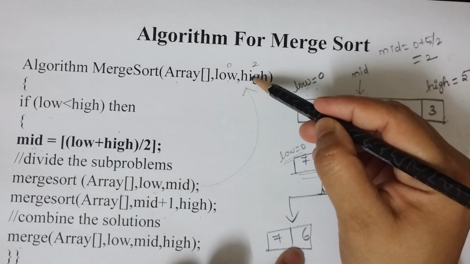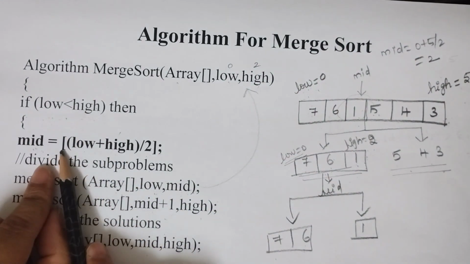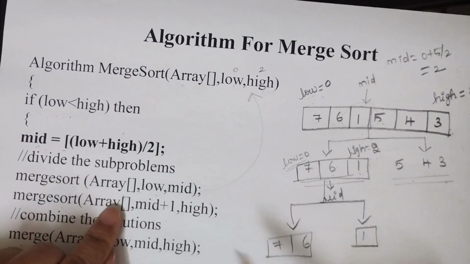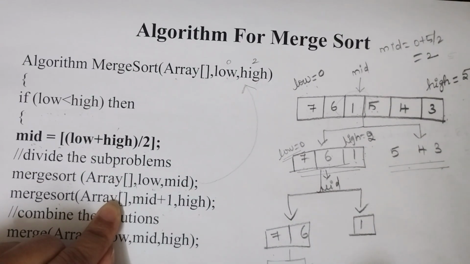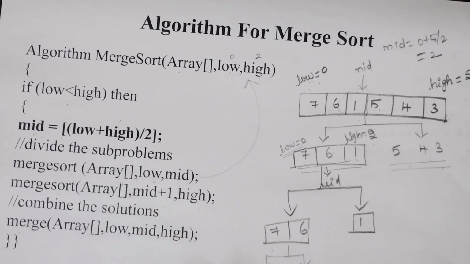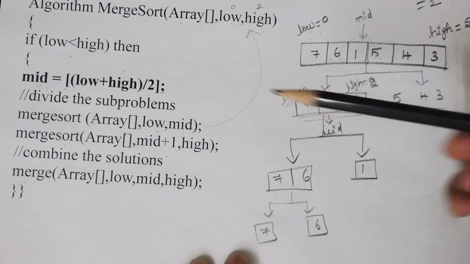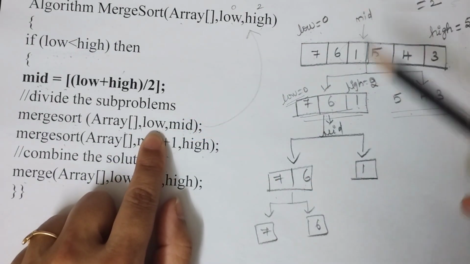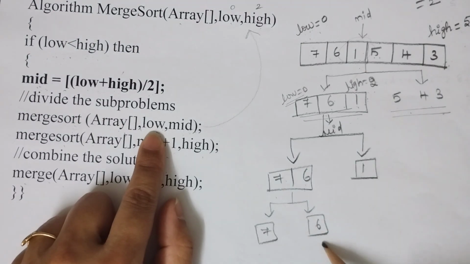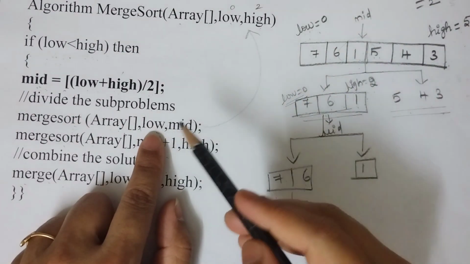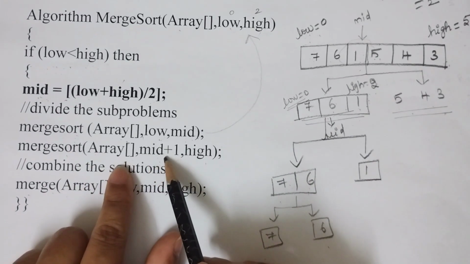This calls this method. Once again it checks the condition, it will find the mid value, and again it will divide the sub problem. Then my sub problem will be 7 and 6. So this is how the recursive call is happening. First this recursive call will happen and all the elements at the left side get divided first. After that it comes to the next part, that is the second recursive call.